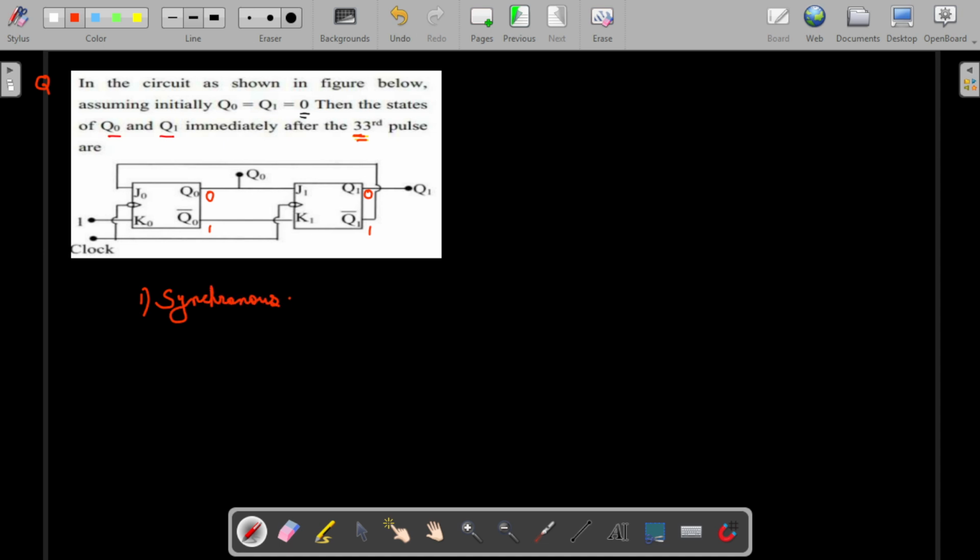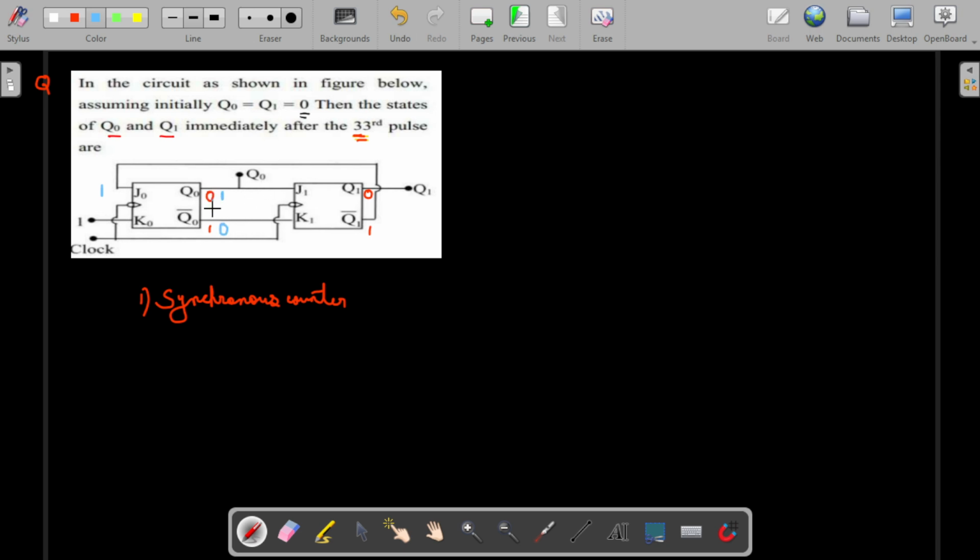Okay. So now we have to analyze how each state will be changing. Here the Q0 output is 1, and the Q1 bar is given here. So for the first clock pulse, let me take blue color. Here the input will be 1. So 1 and 1: when the first clock pulse is applied and both inputs are 1, the flip-flop output will be toggling. So that will be 1, and this state will be 0.